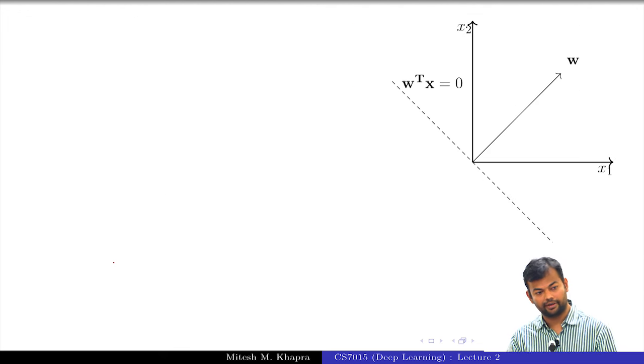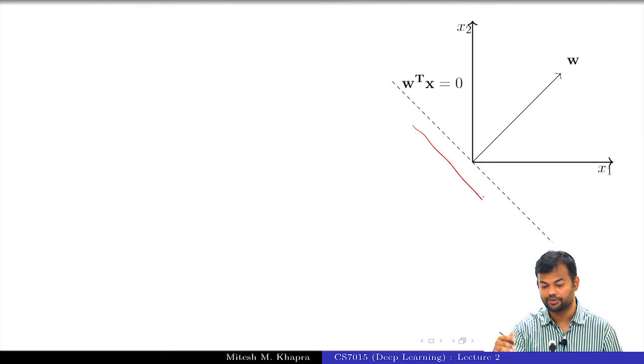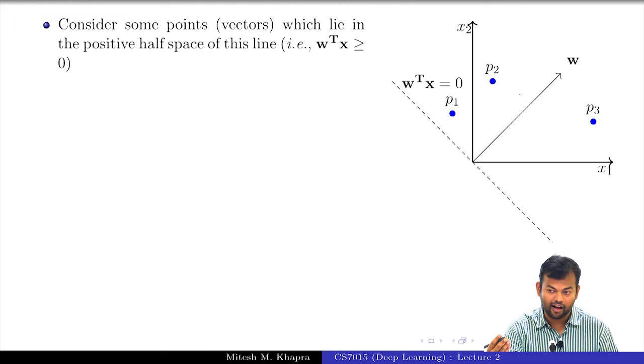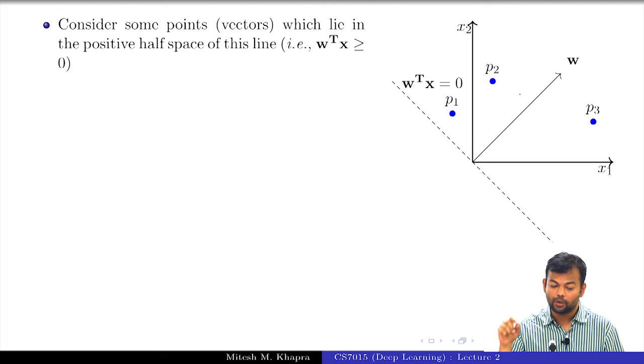So this is what the geometric interpretation looks like. This is our decision boundary, w transpose x, and the vector w is orthogonal to this line. That's exactly the intuition that we have built so far. Now let us consider some points which lie in the positive half space of this line, that means the points for which the output is 1. Can you tell me what is the angle between any of these points and w?